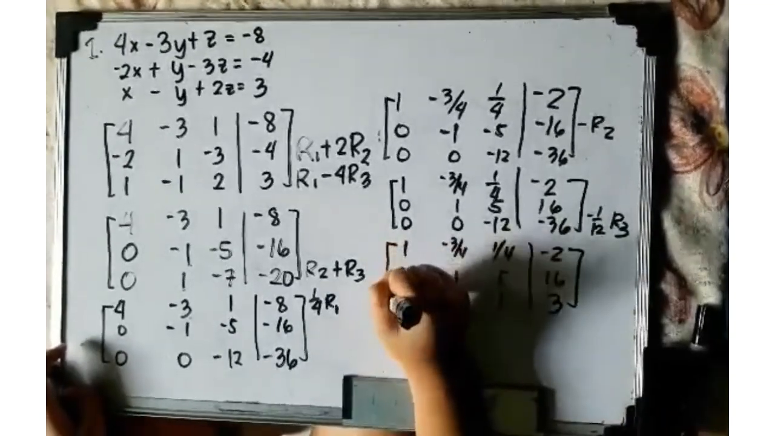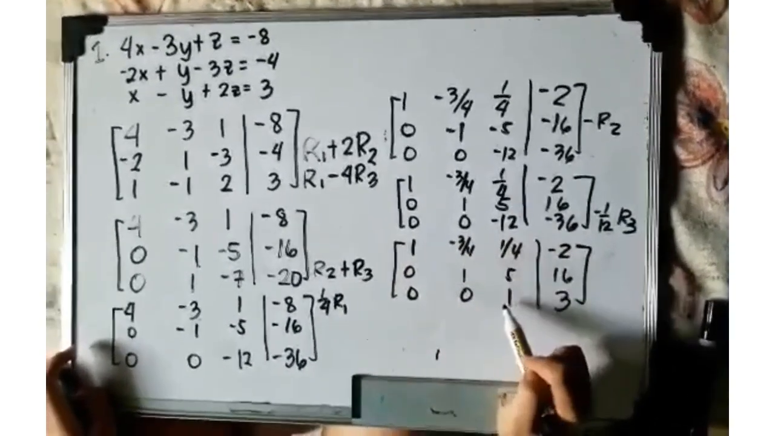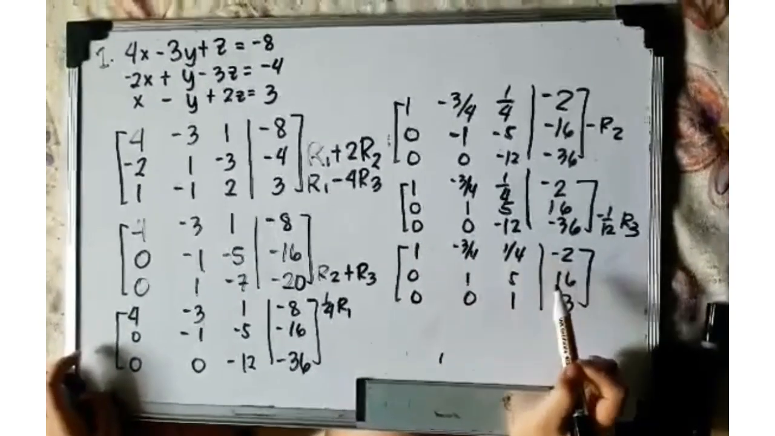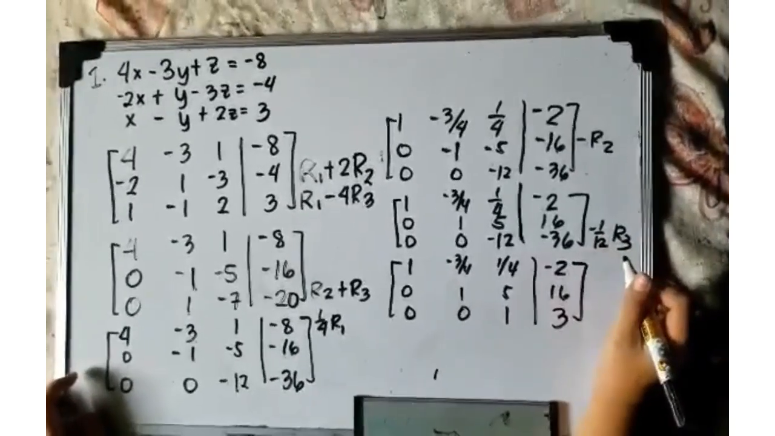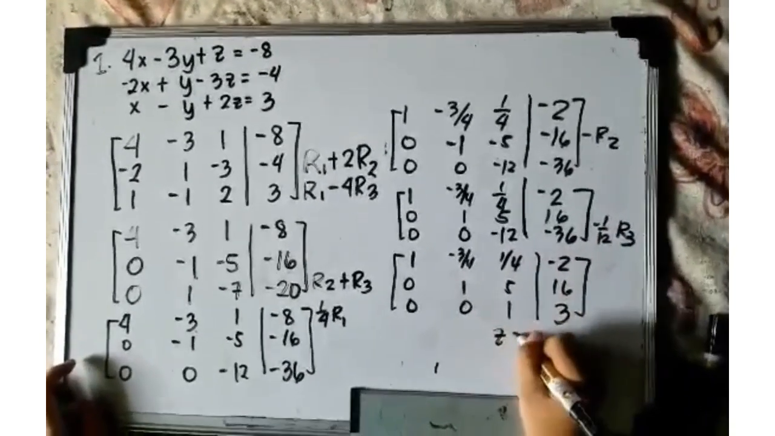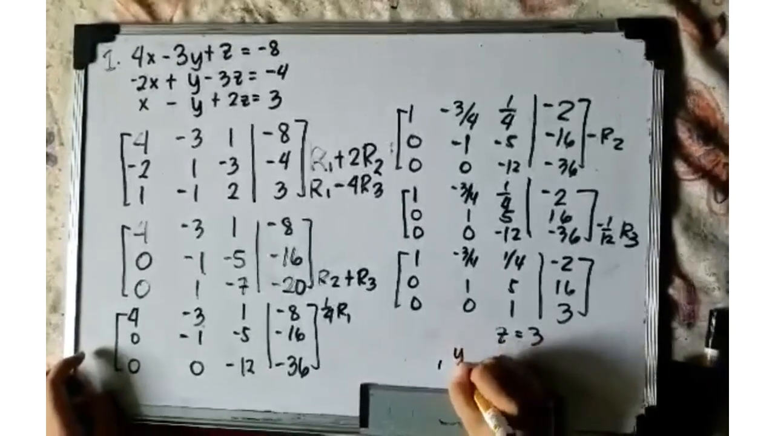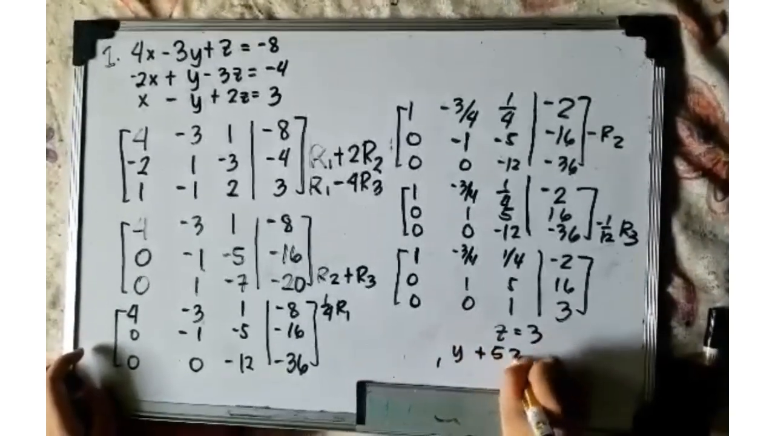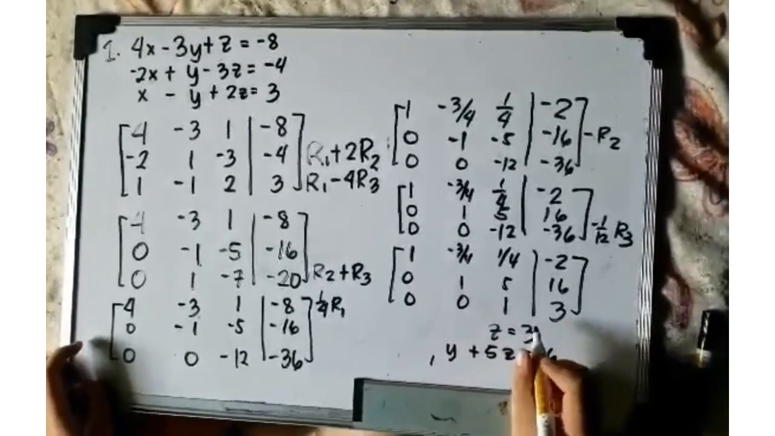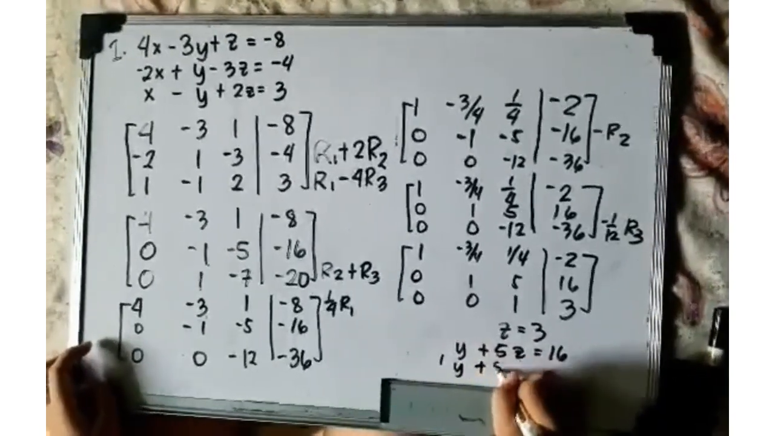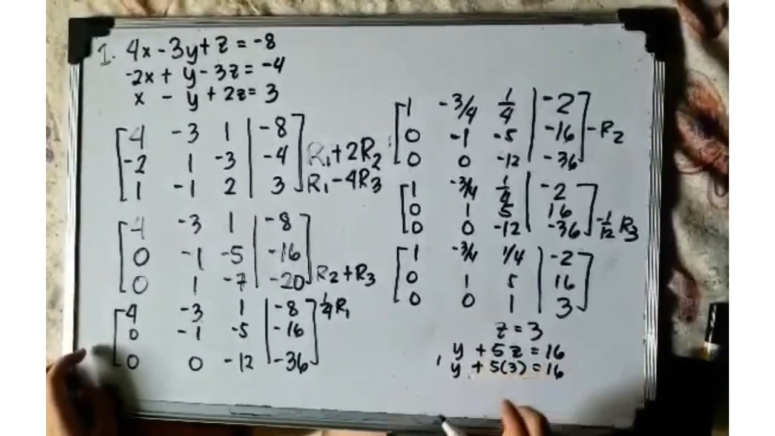So, as we can see, we have already reached our target by achieving the diagonal of 1 and the upper triangular matrix. So, our z here is 3. So, y plus 5z equals 16. So, we have to substitute z by 3. y plus 5 times 3 equals 16.